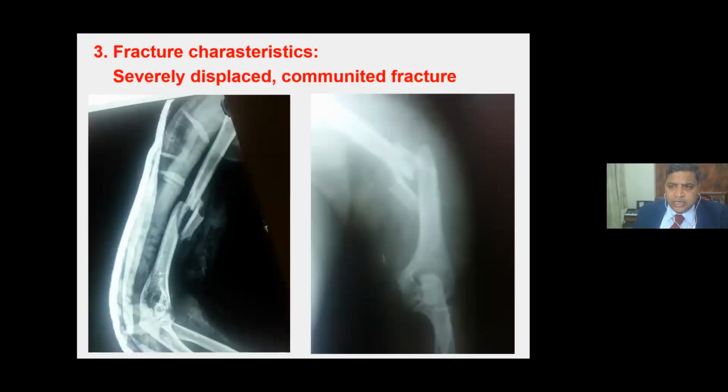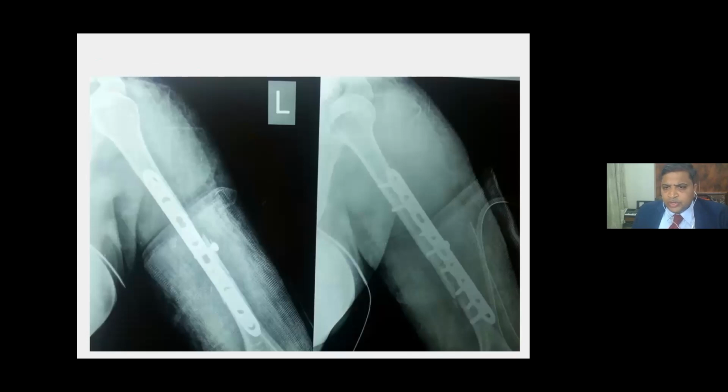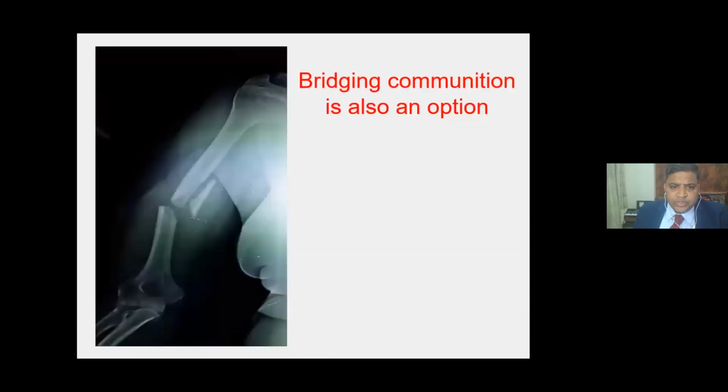Then this is a third case scenario where you can see the fracture characteristics. So in this mid-shaft humerus fracture, it's a severely displaced and comminuted fracture. It needs to be again either splinted or it needs to be anatomically fixed. So this is the first method where you can certainly go with a posterior approach with a good plate, again interfragmentary cortical screw fixation.